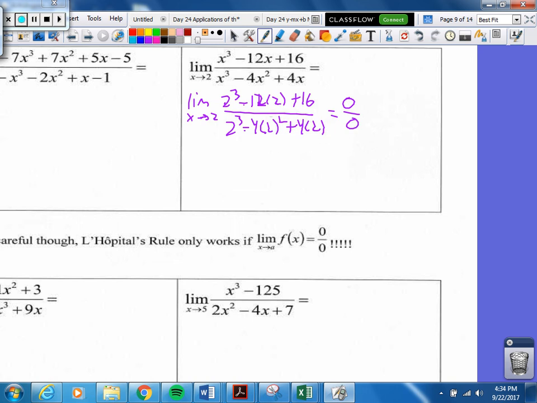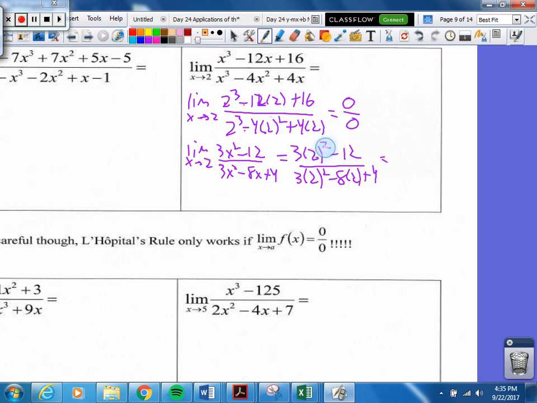Two options: 1, factor. 2, use L'Hopital's rule. Let's use L'Hopital's rule. So the limit as x approaches 2 is 3x squared minus 12 over 3x squared minus 8x plus 4. After we do L'Hopital's rule, we plug in: 3 times 2 squared minus 12 over 3 times 2 squared minus 8 times 2 plus 4.